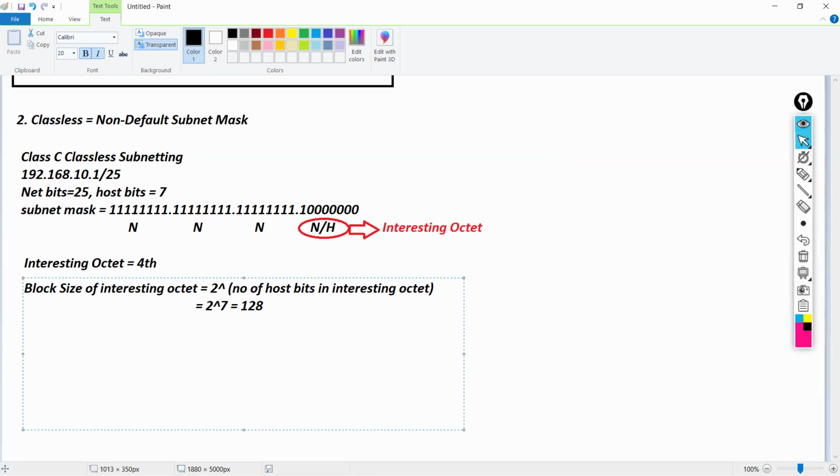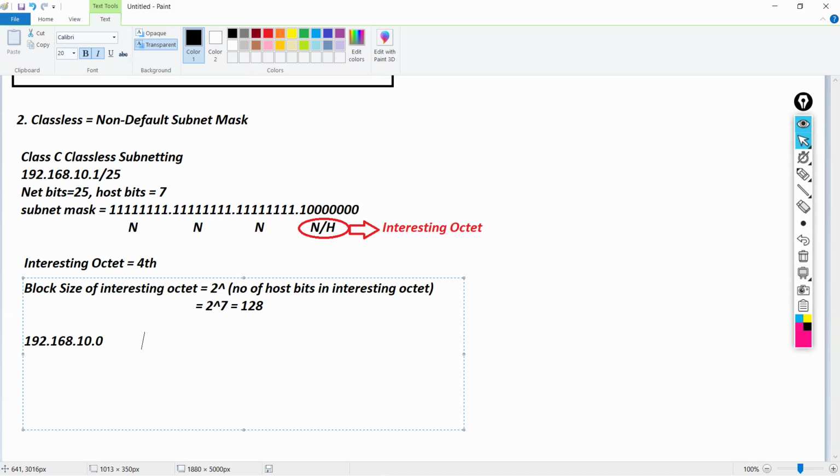Now the same rule. What are the 3 octets? Constant. 3 octets are network, so I'll keep them constant. Then I will design my first network, and we always start from host part 0. So the first network you will always start from 0. Then you will calculate the next network, because this time we have broken down the network.